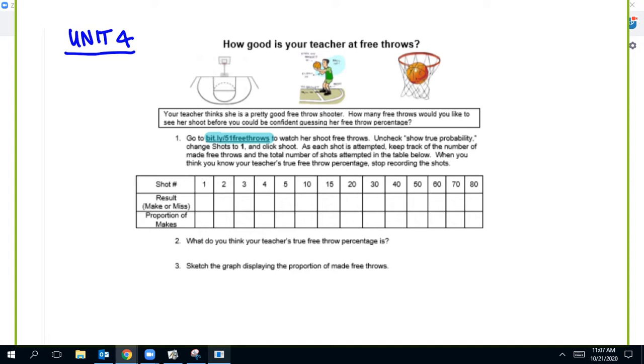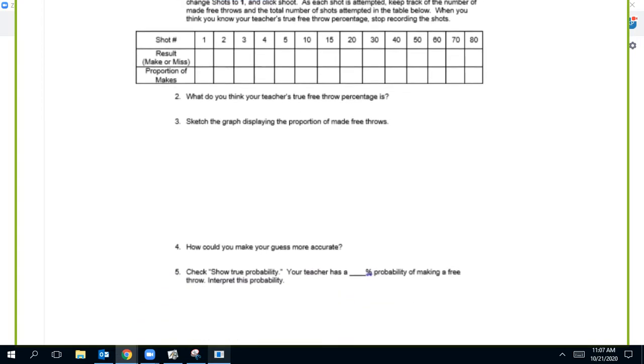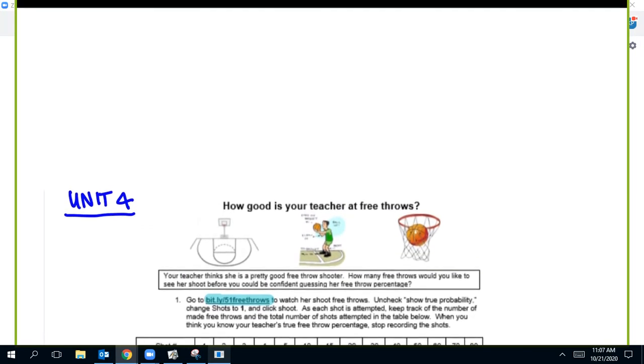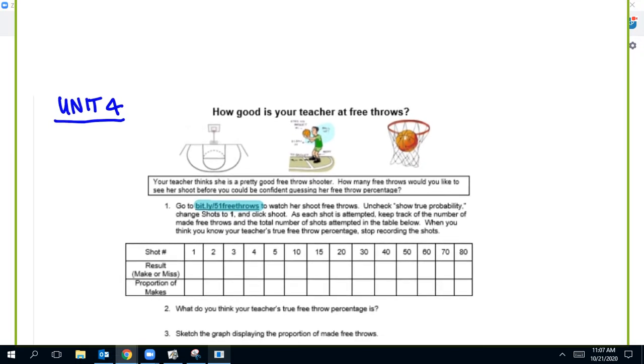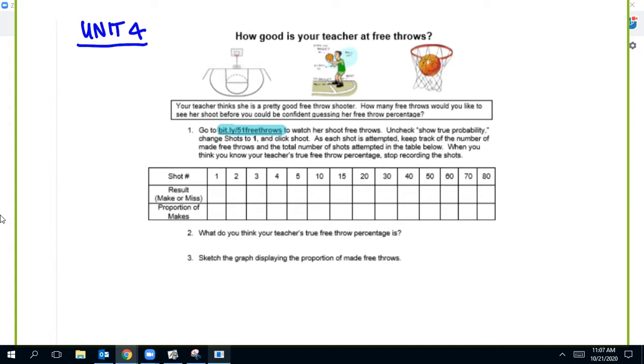And if you feel like you figured it out before you get to 80, then feel free to stop and start doing number 2. Then you'll sketch the graph displaying the proportion, see how you can make your guess more accurate, and then at the end you can check show true probability to see if you were right and if I was right at 80%. So pause the video, do the activity. It should only take a couple of minutes, and then come back and we'll go over some answers.